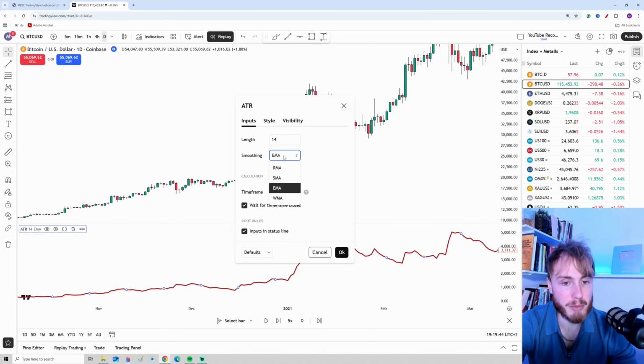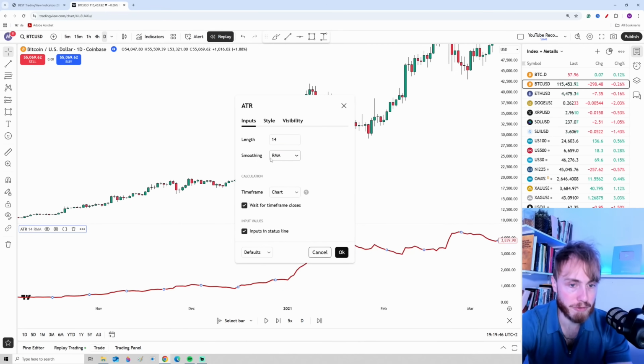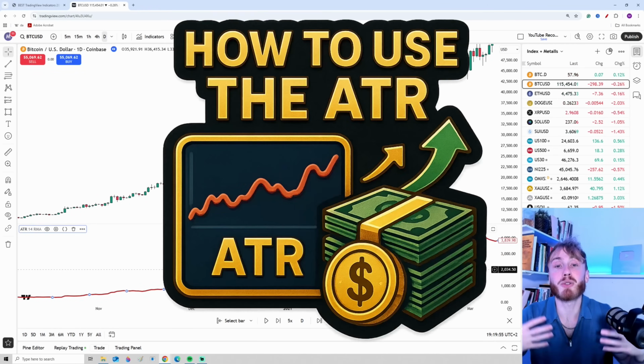But for this video, I'm going to keep it super simple. I'm going to use length 14, and I'm going to use the RMA. So let's press OK here, and let's take a look at how to use the ATR indicator step by step.